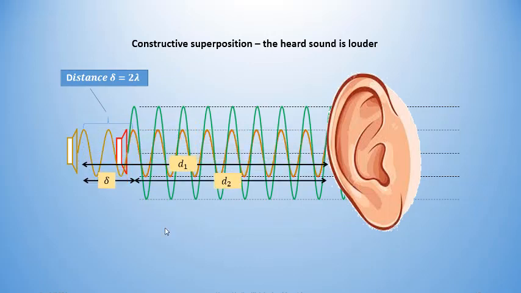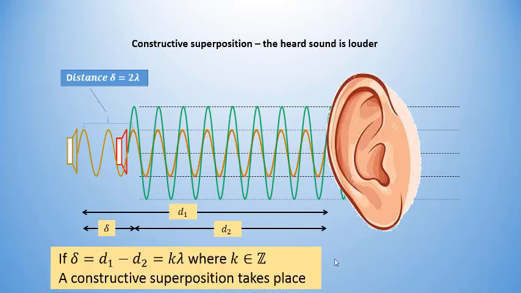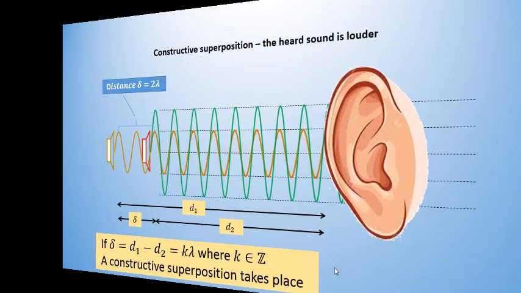So let's call these distances d1 from the first source to the ear, d2 from the second source to the ear. The difference between them is delta. So we have the rule: if delta equals d1 minus d2 equals k lambda, for k equal 1, d1 minus d2 equals lambda, for k equal 2, d1 minus d2 equals 2 lambda, where k belongs to Z, it could be negative or positive. We have in this case constructive superposition, so a constructive superposition takes place.